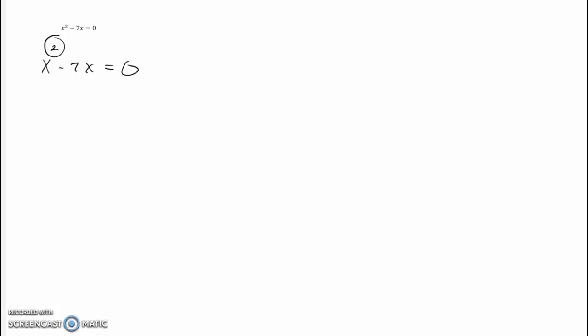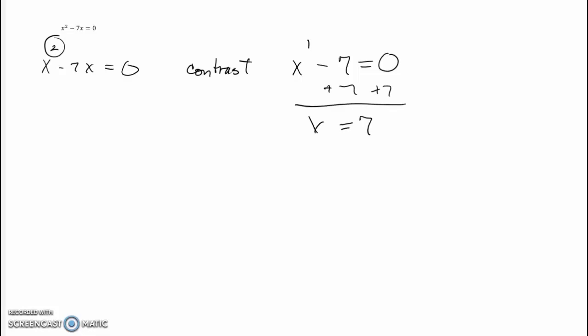So let's contrast that with an equation where the power is 1, as in x minus 7 equals 0. In this case, you simply add 7 to both sides, and you wind up with x equals 7. Now, this is on the left, back to the quadratic. This is a very, very different type of problem.